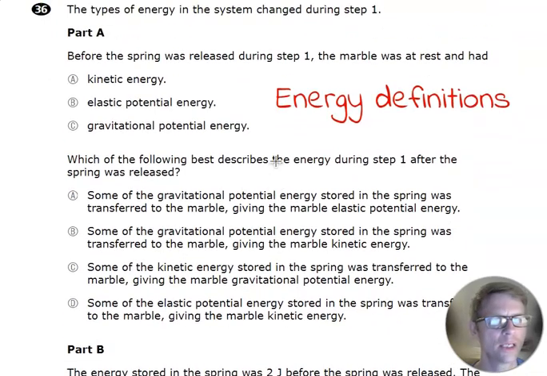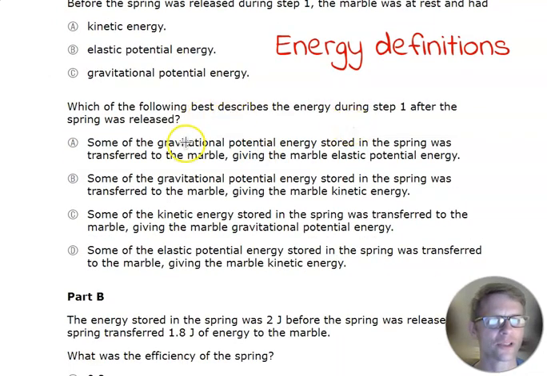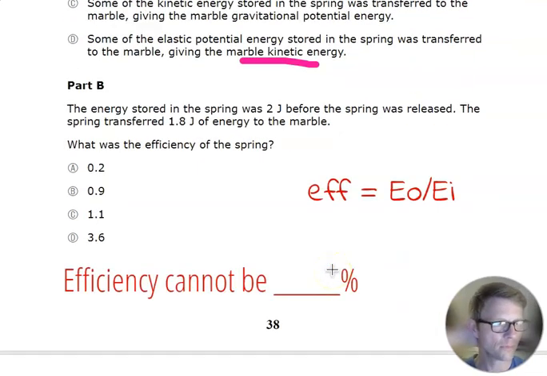And then, again, knowing the energy definitions for this one, the elastic potential energy gave the marble kinetic energy. Efficiency can never be over 100%. That's a big hint I have for you, because you can't get more energy than you started with.